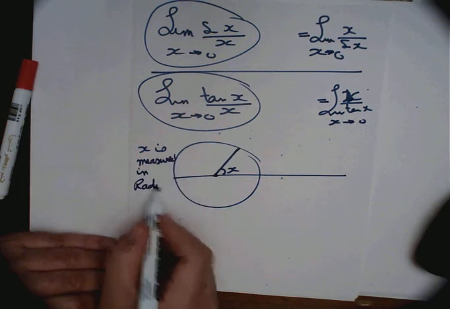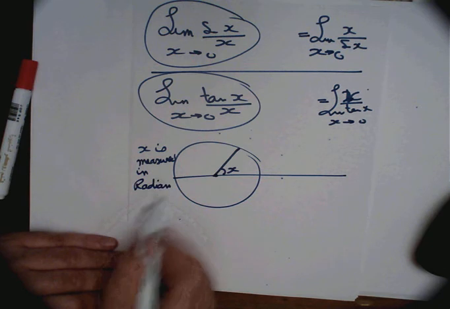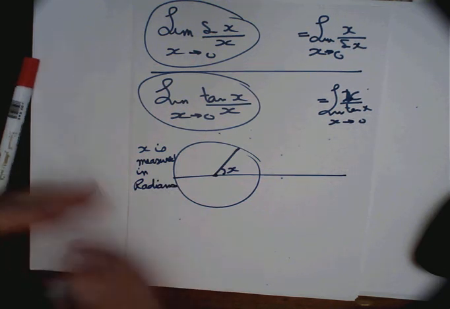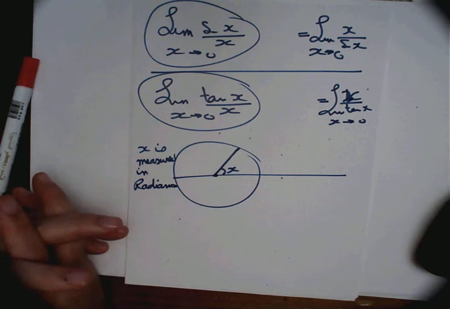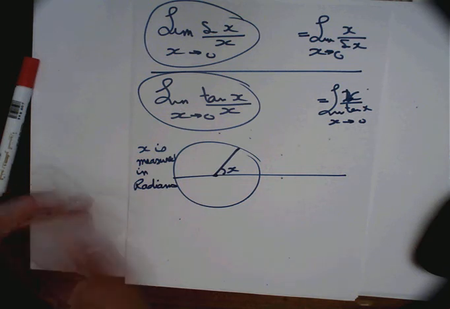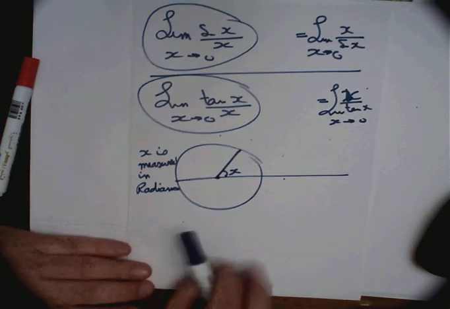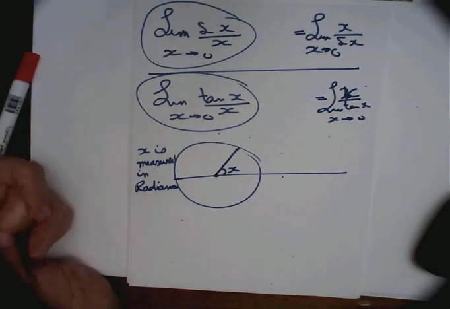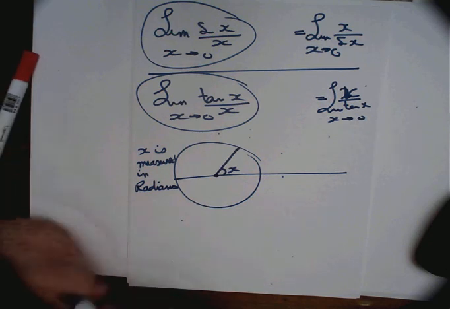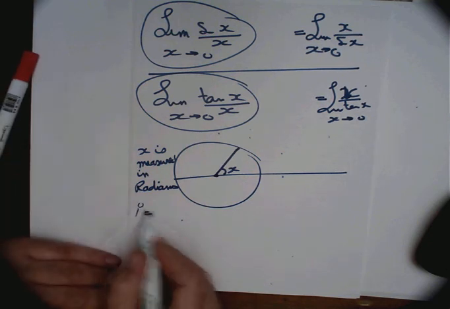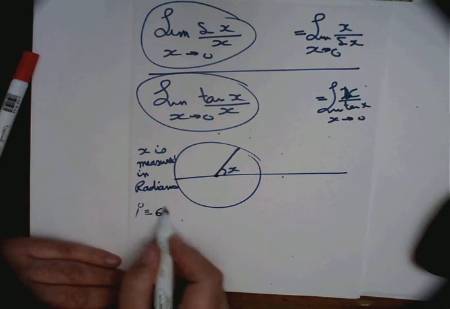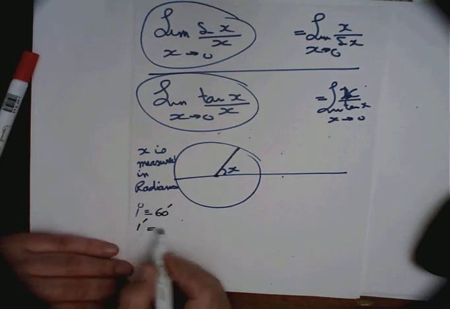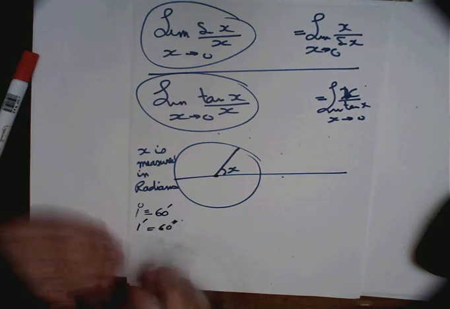You remember, we studied before two units of measurements. The measures in seconds, minutes, degrees. As you know, 1 degree equals 60 minutes. 1 minute equals 60 seconds.